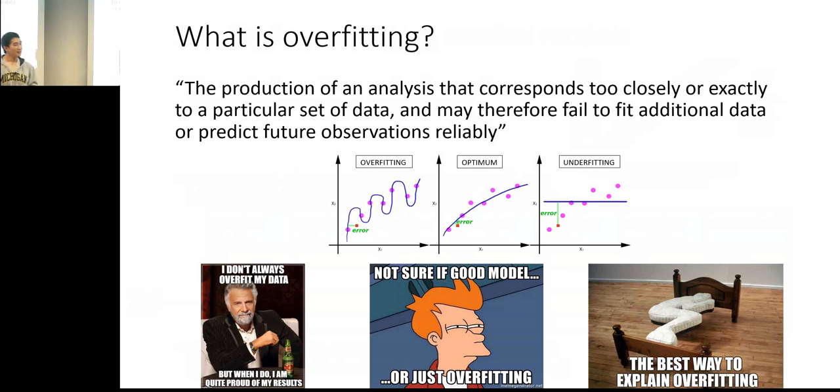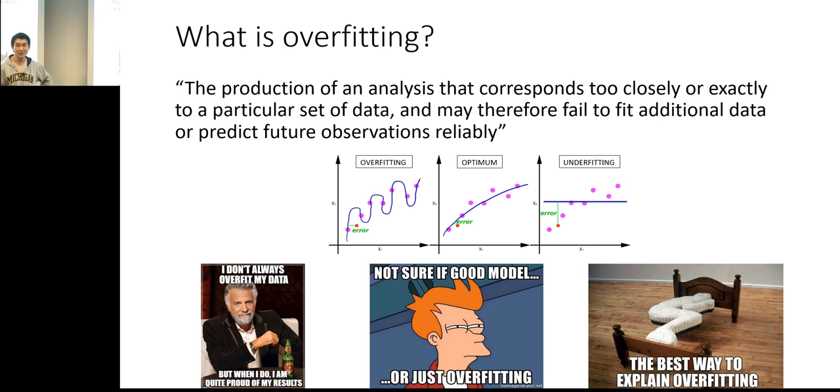Since we're also talking about evaluating models, I should also talk about overfitting. I think it's a good example. On Wikipedia, overfitting is defined as the production of an analysis that corresponds too closely or exactly to a particular set of data and may therefore fail to fit additional data or predict future observations reliably. That's a mouthful, so I think overfitting is best explained through pictures and memes, because that's how I understand the world, through memes. So look at this picture.